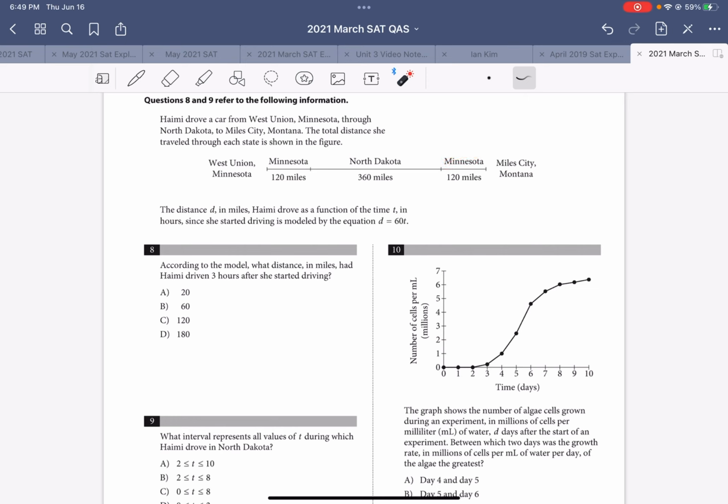The distance d in miles Hamey drove, as a function of the time t in hours since she started driving, is modeled by the equation d equals 60t. So she's driving 60 miles per hour, and t is the time in hours. So number 8, according to the model, what distance in miles had Hamey driven 3 hours after she started driving? Using that formula right here, d equals 60 times 3. So she drove 180 miles. Okay, distance is rate times time.